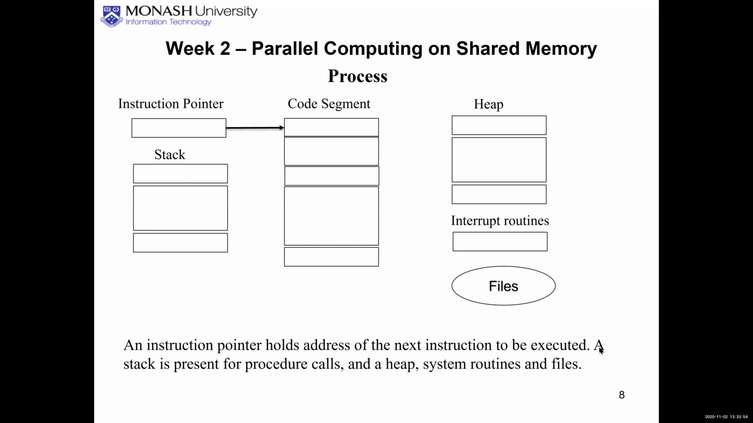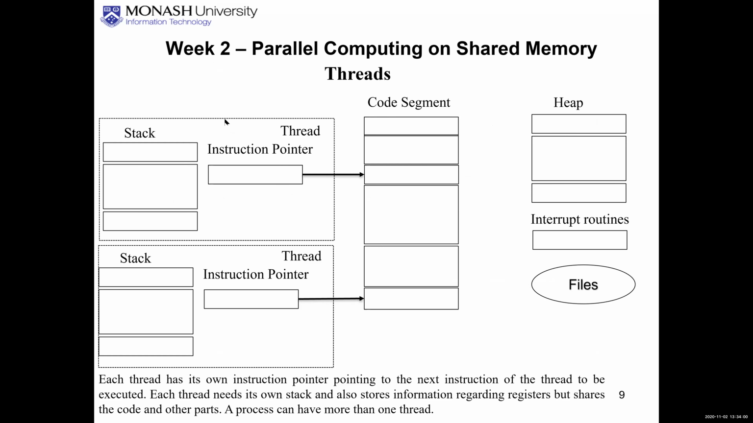So this is a process. You've got the instruction pointer, your code segment, your stack, and a heap region. In threads, each thread will have its own stack memory, and then the code segment and a heap region. The threads will share the heap region of the memory.